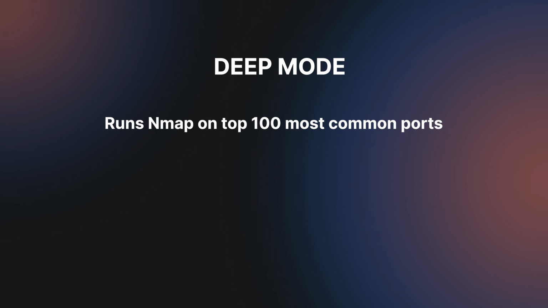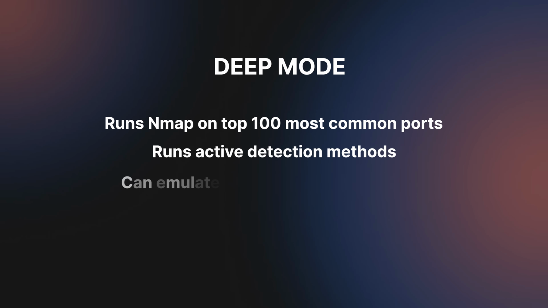Deep mode. The deep scan option runs nmap on the top 100 most common ports to expose Kubernetes-specific services. It also uses our active detection methods on the ports it discovers, which will leverage the vulnerabilities it detects if possible. When set to deep scan, our Kubernetes scanner can simulate an authenticated adversary if you provide it with a service account token.